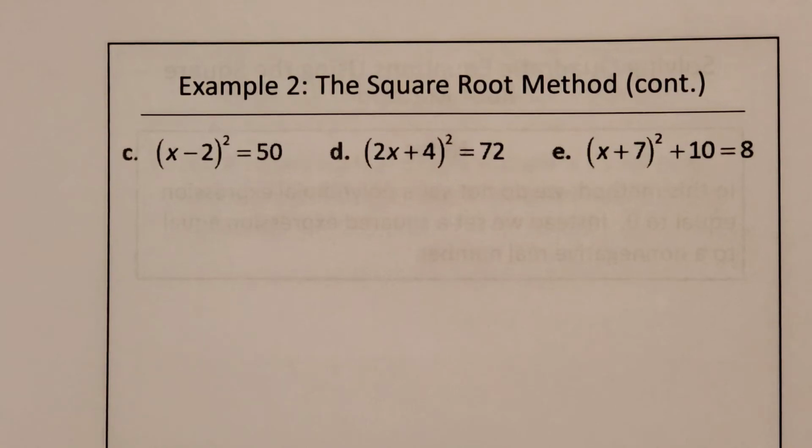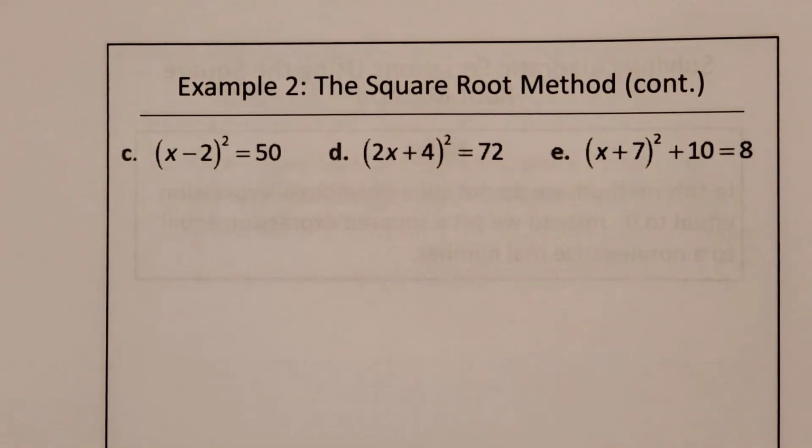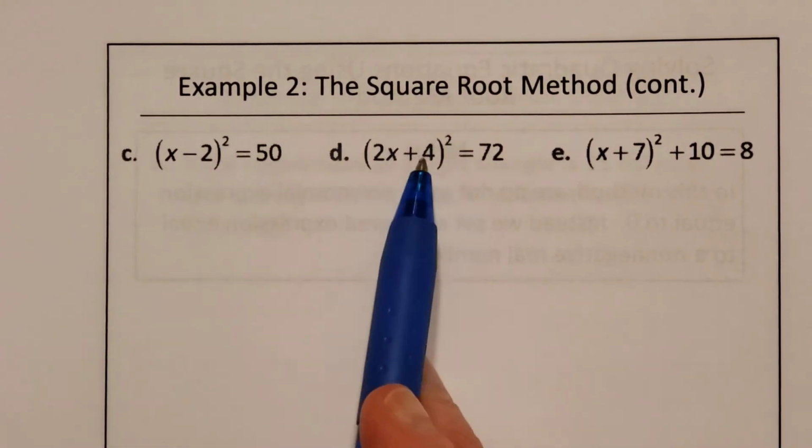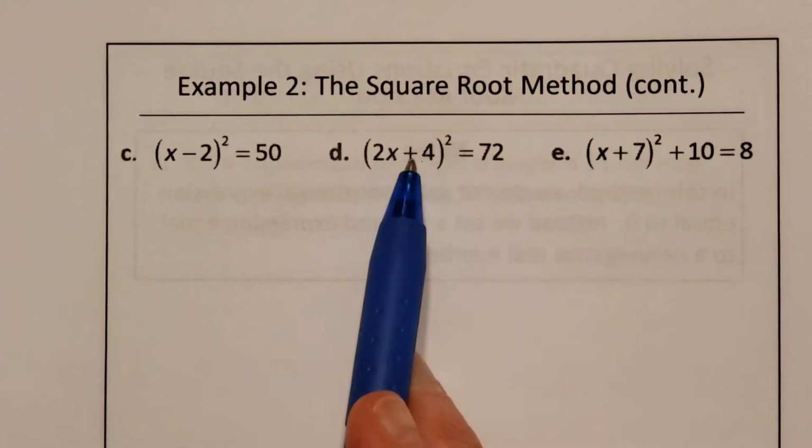All right, so let's move on to some more examples. You'll see several of these on Hawks. If it's written like all 3 of these, the only way to get rid of that square is to find the square root of them.